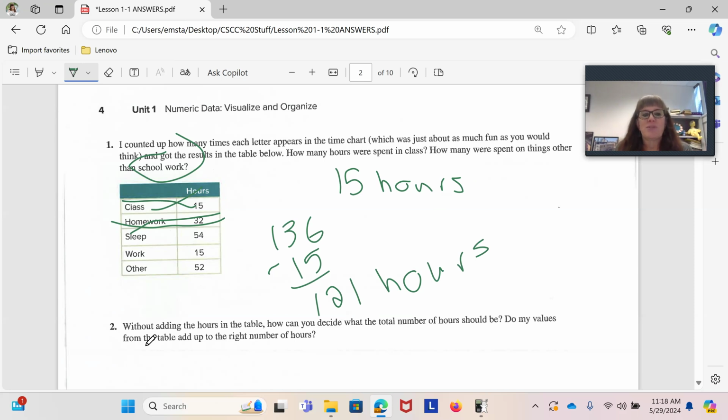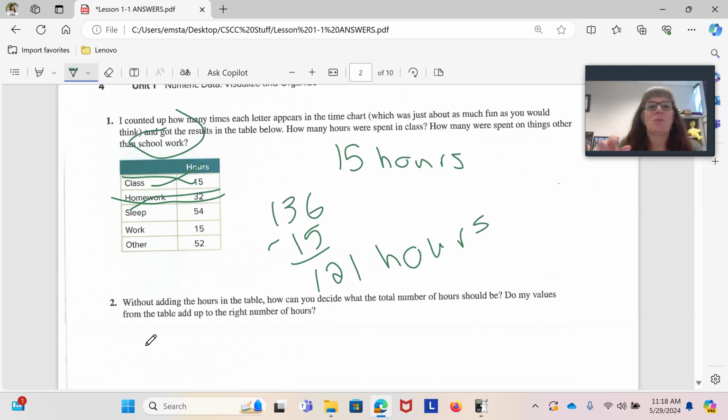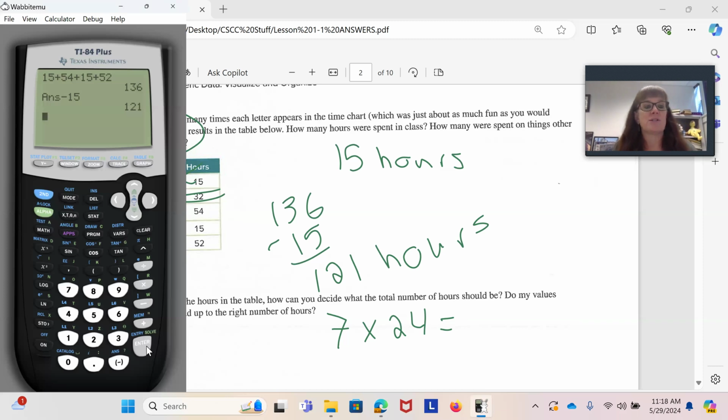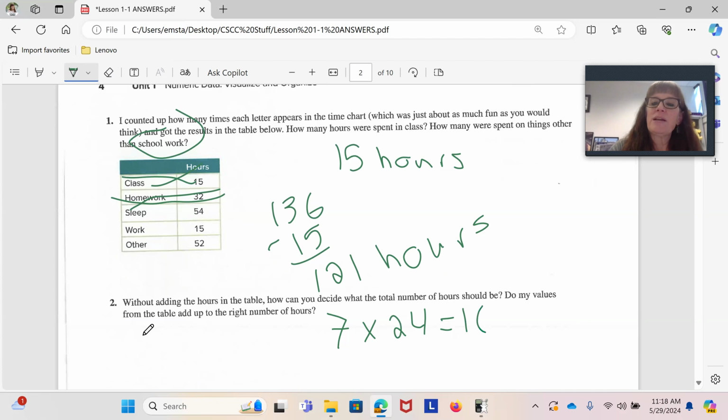Number 2 asks, without adding the hours in the table, how can you decide what the total number of hours should be? Any guesses? Well, we know there are 7 days in a week, and how many hours in a day? 24. So if I take 7 times 24, that should give me the total hours in a week. So 7 times 24, 168 hours in a week.